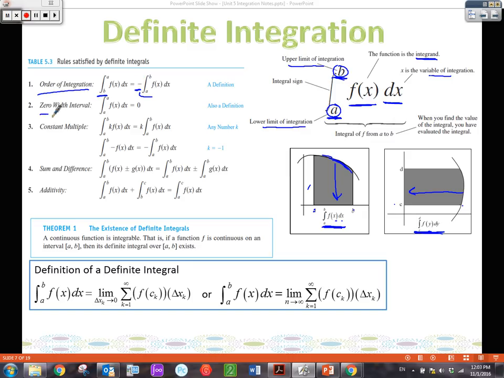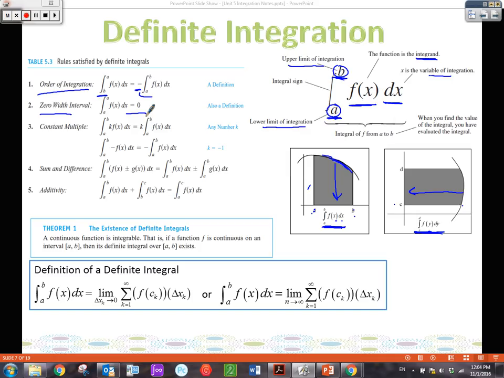This one, the zero width interval. What we're doing basically is accumulating area as we're going along. If you look at this, we're starting at a and we are accumulating area as we head towards b. If we start at a and end at a, have we accumulated any area? No, right? That's called the zero width interval, and the answer to that integral is 0. We don't have any area accumulated when we start at a and end at a. So that can be beneficial to us.